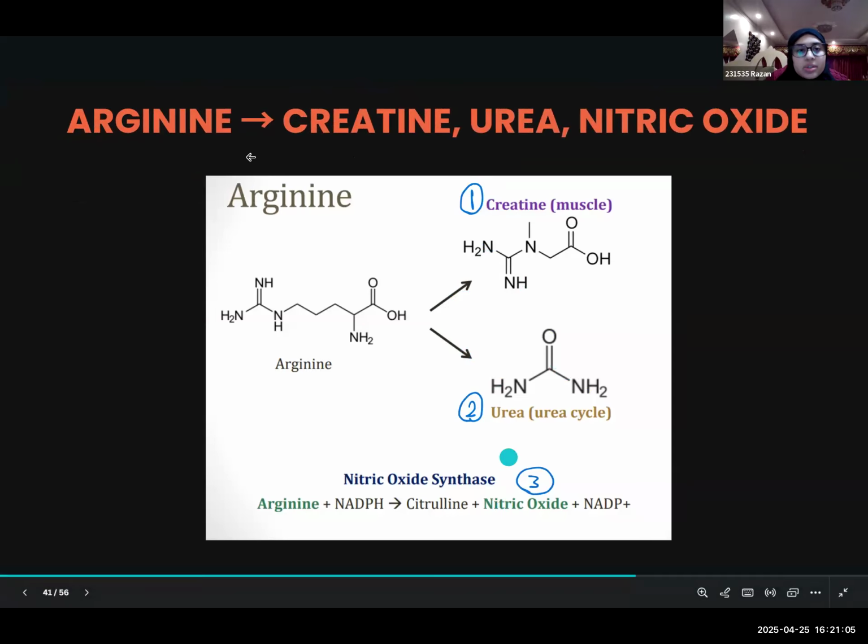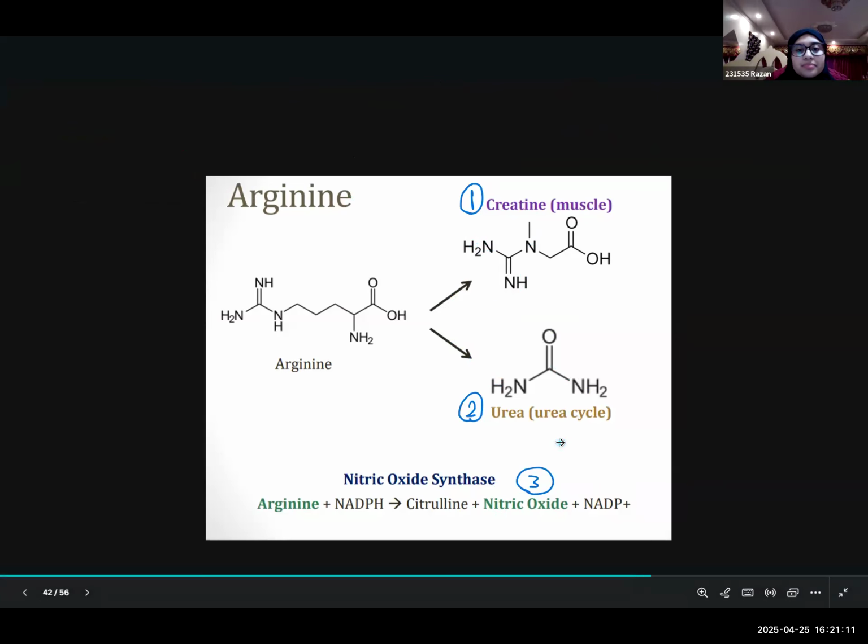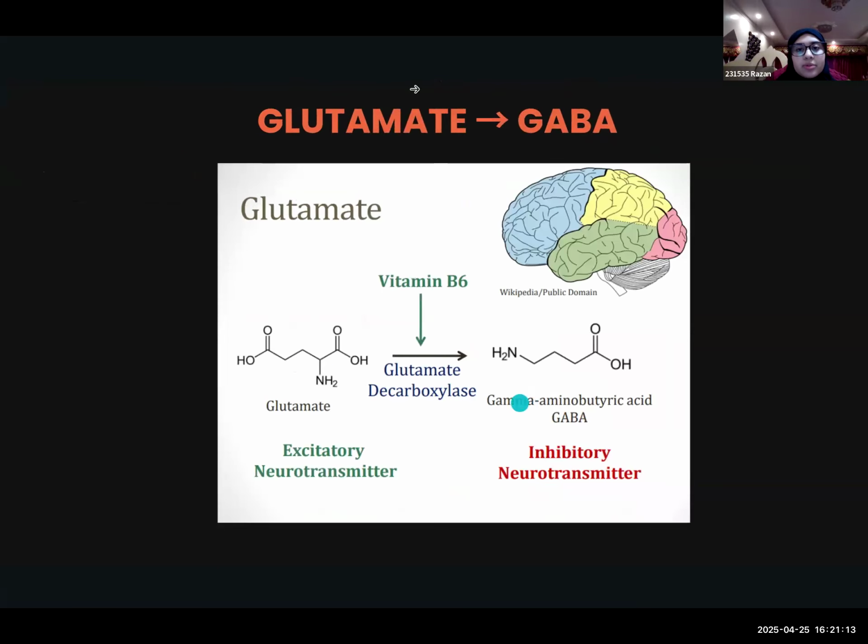Here are also the products of arginine, and I just put them in case you want to see them all together here. Here we have glutamate. From glutamate, we can get GABA. Glutamate is an excitatory neurotransmitter in the brain, and GABA is the inhibitory neurotransmitter in the brain. And here the enzyme that we use is glutamate decarboxylase in the presence of vitamin B6.